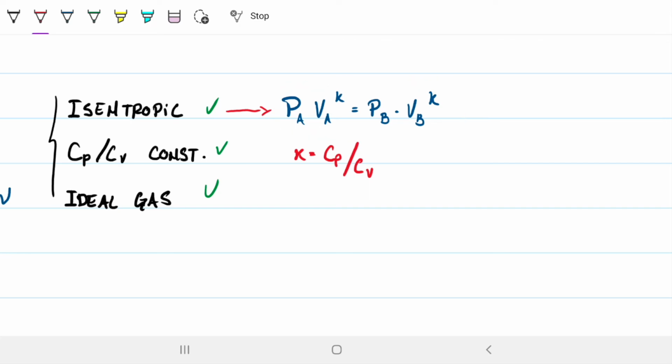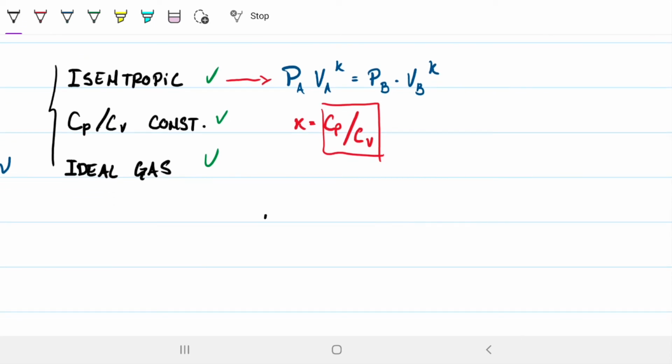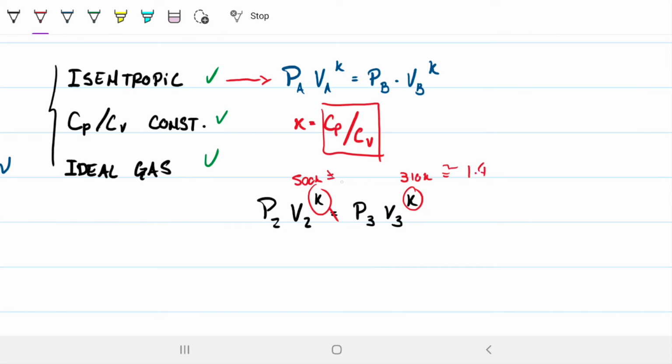But, however, we need this condition here because if not, this K changes. So this equation would not be true if my CPs and CVs were not constant. Because remember, CPs and CVs are a function of temperature. They change with temperature. So let's go back to our problem here: P1 V1 to the K, P2 V2 to the K, equals P3 V3 to the K. If we were considering the change in CPs and CVs, then this would not be true because my K would have changed as we're going from 500 Kelvin to a K with respect to 310 Kelvin. This one here will be closer to 1.4. This one here would not. So that's why we need constant CPs and CVs to be able to apply this relationship.